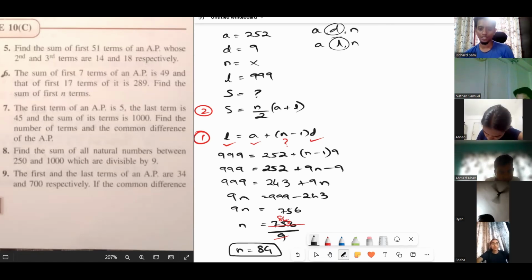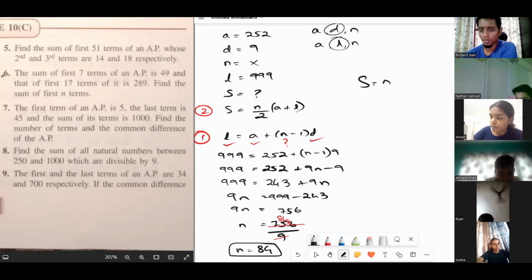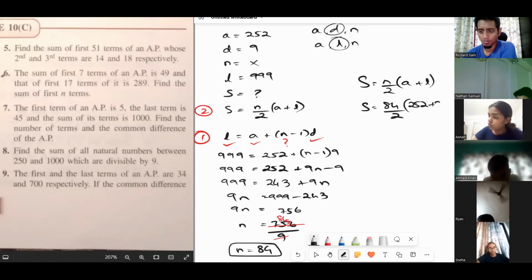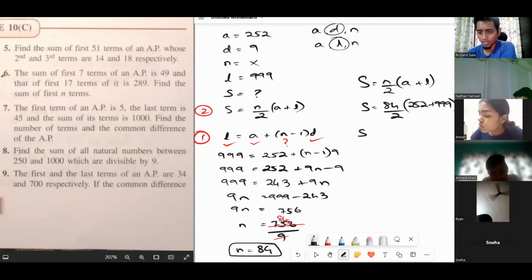Okay, now to find the sum, you can use any of the formulas. So I'll use a simpler formula, which is this: n upon 2 into a plus l. 84 upon 2 into 252 plus 999. So we can cut that to 84 upon 2, so 42 into 1251.